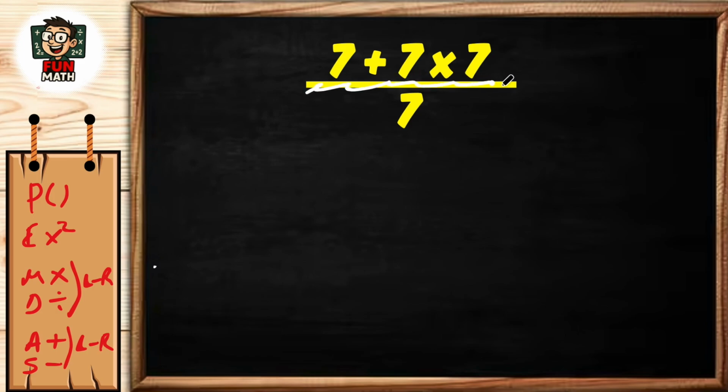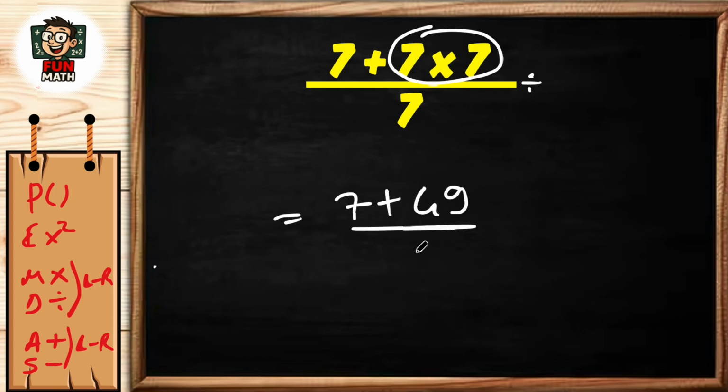The fraction bar here means division. First, we solve the top part. The top part also includes addition and multiplication. We do the first multiplication. 7 times 7 equals 49. 7 plus 49 equals 56. We do the division last. 56 divided by 7 equals 8.